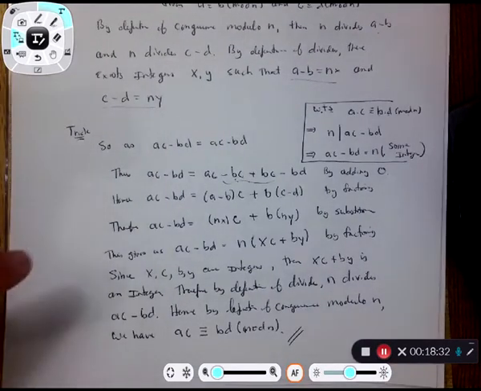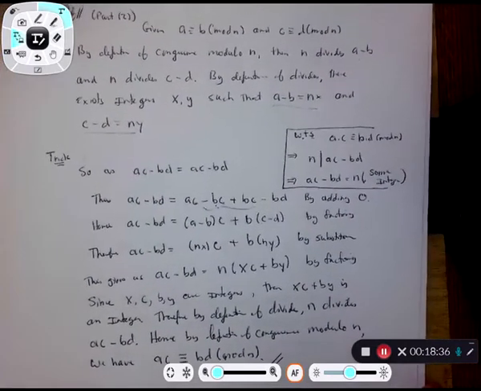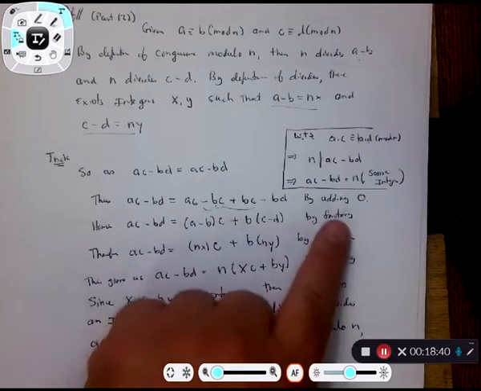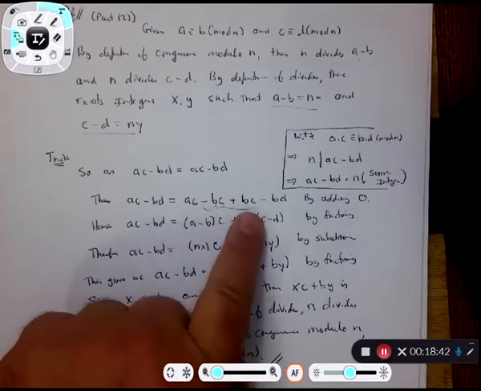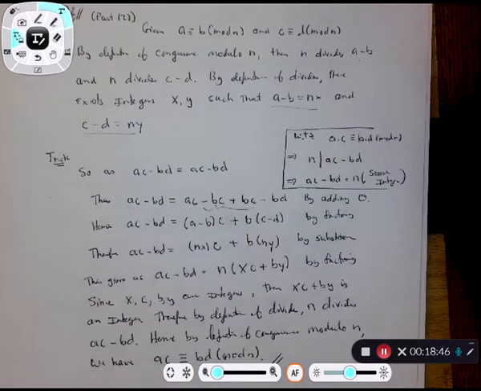And again, it did require a wee bit of a trick to be able to do this particular proof. You add 0, minus BC plus BC, that's how you got your terms in there, so you can factor out the C's and the B's and get your N's into the thing so you can factor it out.